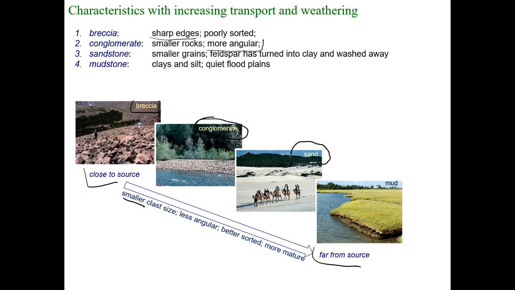Sand, right? You get out a little bit further from the source, you get down to sands, and muds consist of stuff that's really been transported very far. So as you go far from the source, you get smaller clast size, more spherical, less angular, better sorted, more mature, and smaller and smaller material as it undergoes more and more processing and transport.